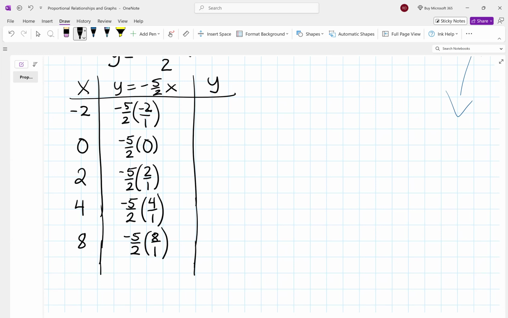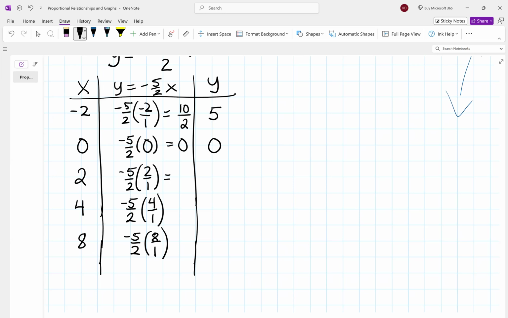And so sometimes I like to write out this column all the way and then simplify it because then I just have to look through the numbers. So here, if I'm multiplying on top, I have -5 times -2 is 10. On the bottom, I have 2 times 1 is 2. And if I divide 10 by 2 equals 5. Here, this one just equals 0.